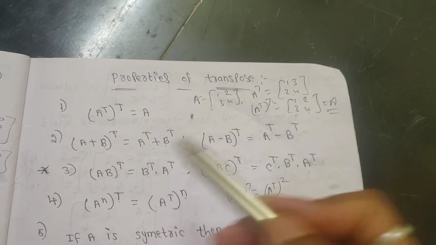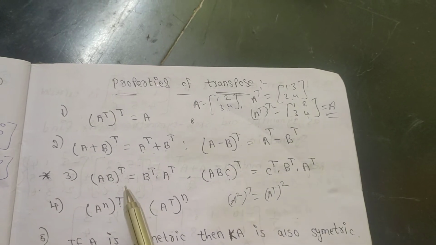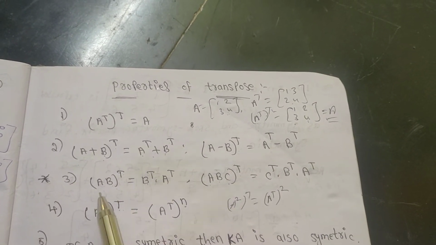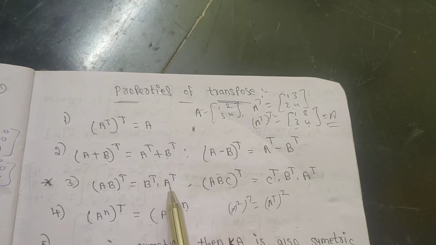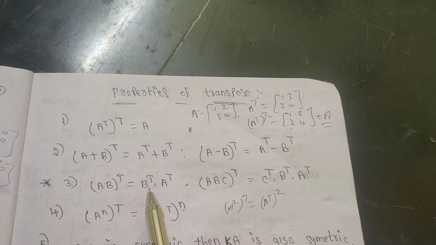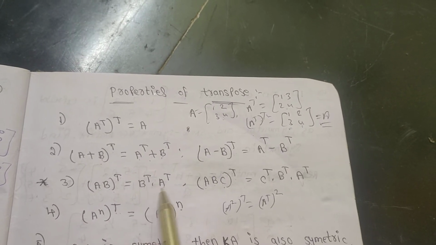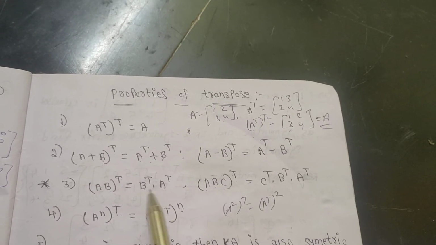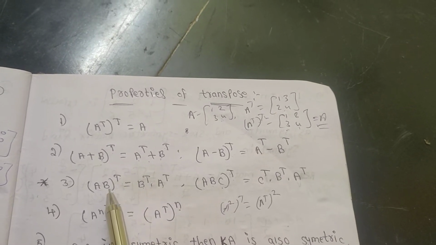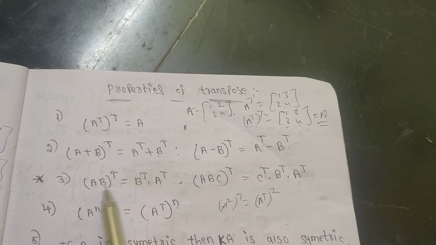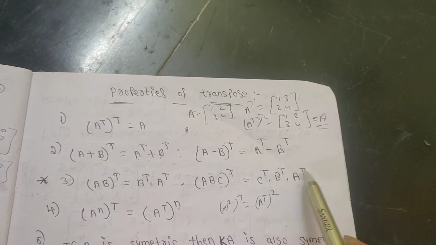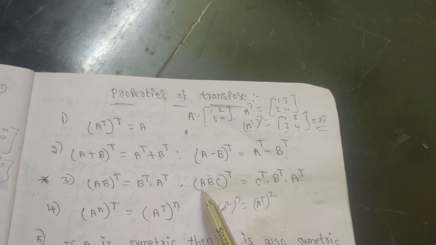And third one, AB whole transpose is equal to B transpose into A transpose. Reverse, very very important. Don't write A transpose into B transpose. So matrix multiplication is not commutative. So if you don't write the same order, then you get the wrong answer. First you write this matrix, next you write this matrix. Next, ABC whole transpose, similarly, C transpose, B transpose, A transpose. Start from this side to this side.